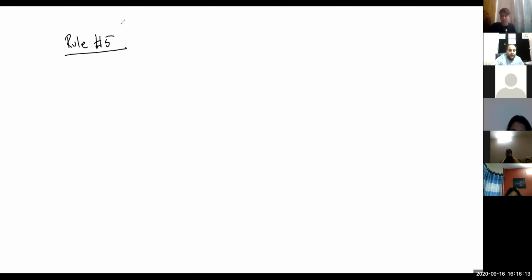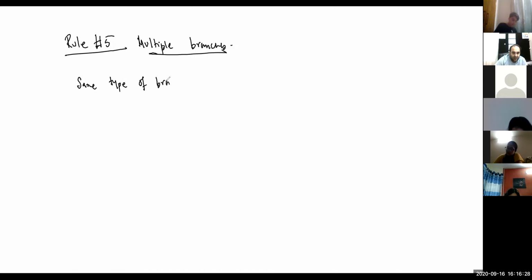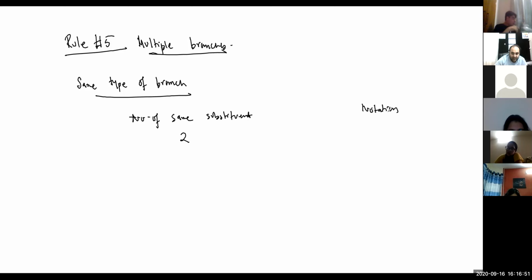So এখানে হলো যে if you have multiple substituents, multiple branches, if you have the same type of branch, for example তোমার যদি শুধু মিথাইলই থাকে, তাহলে if you have the number of same substituent is 2, notation is di, 3 tri, 4 tetra. So example 1 2 3 4 5.